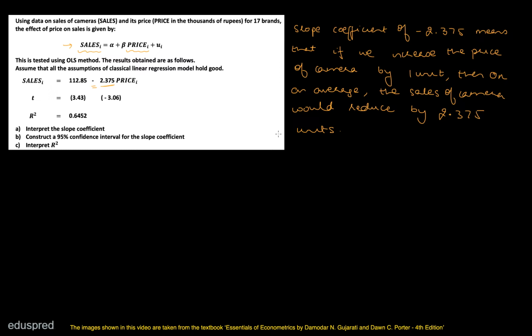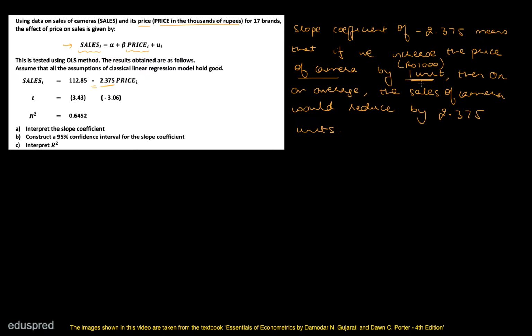I'm going to do a small change over here. I have written over here that if we increase the price of the camera by 1 unit, but what you have to be careful about is what is 1 unit of price of camera? That is, what is 1 unit of this independent variable that you're given in the question? So it's given in the question that the independent variable, that is the price, is measured in thousands of rupees. That is, this 1 unit is equal to 1000 rupees. Okay, you have to be really careful with this in the exam. Make sure that when you're talking about the independent variable and the dependent variable, then you write the proper units that are given to you in the question.